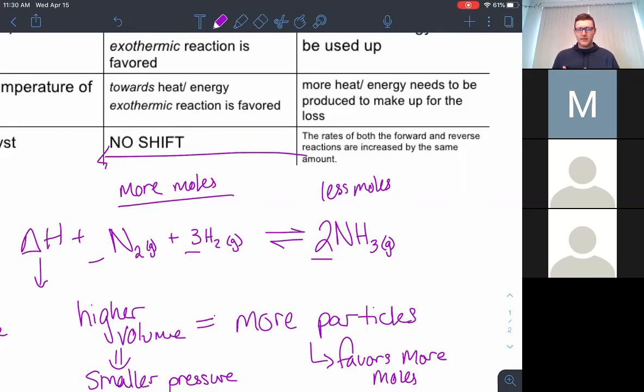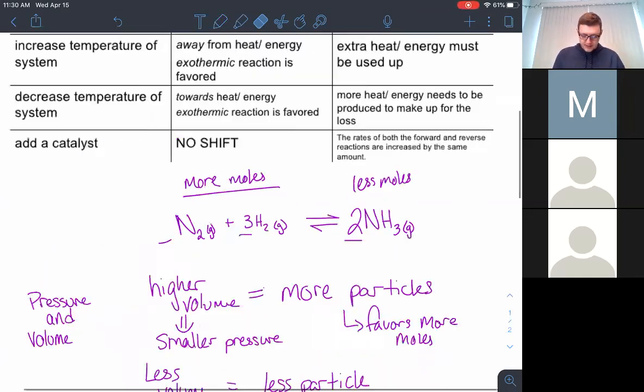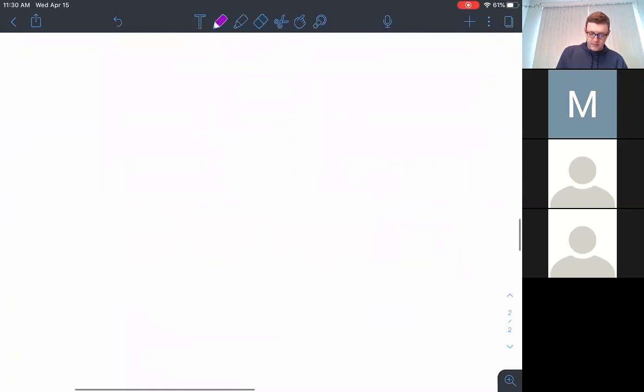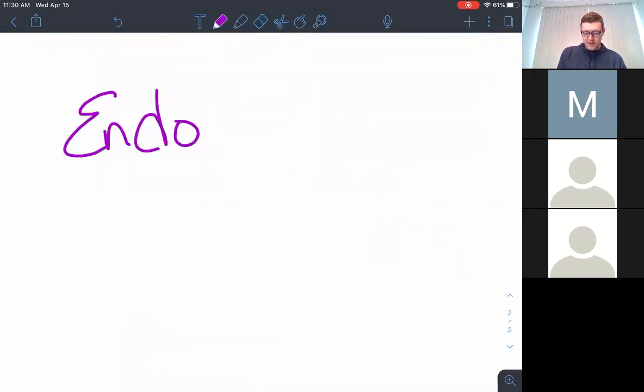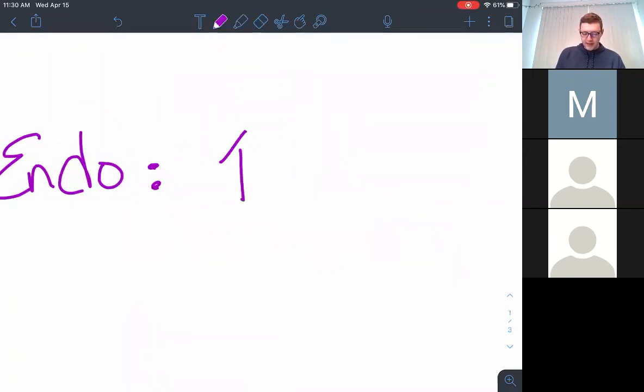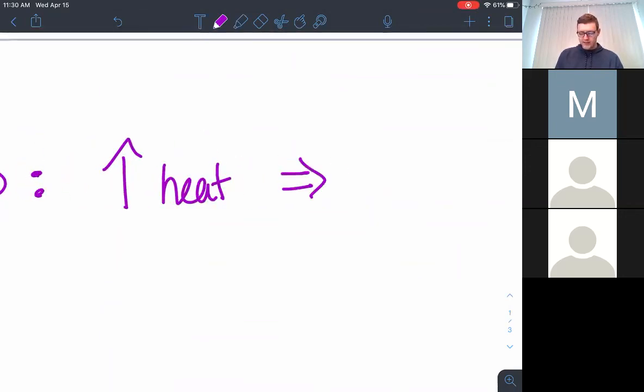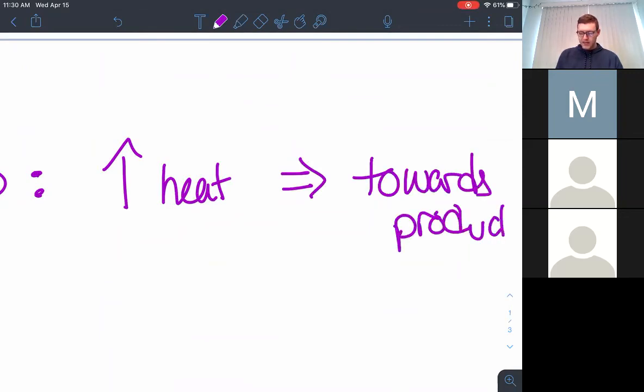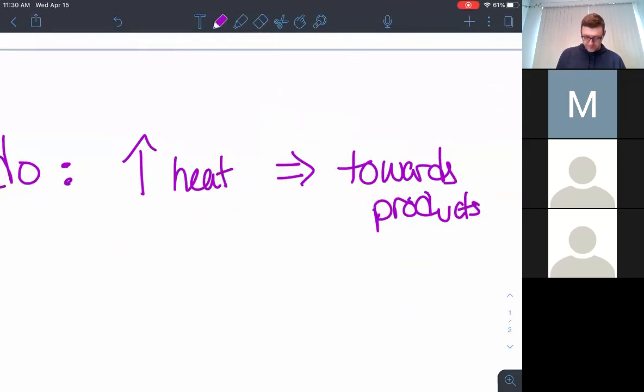So it's always going to the left? It's not always going to the left. It's going to the left if you have an endothermic reaction and you decrease the amount of heat. And if you increase it, it's going to go to the right. Yep, endothermic, increase heat, it's going to go towards products, because the heat is on the reactant side. If you decrease the heat, it's going to go towards the reactants.